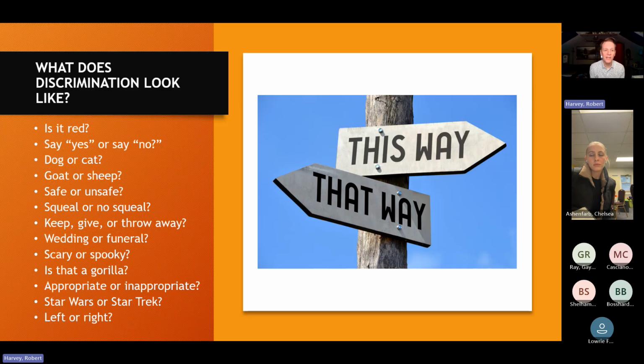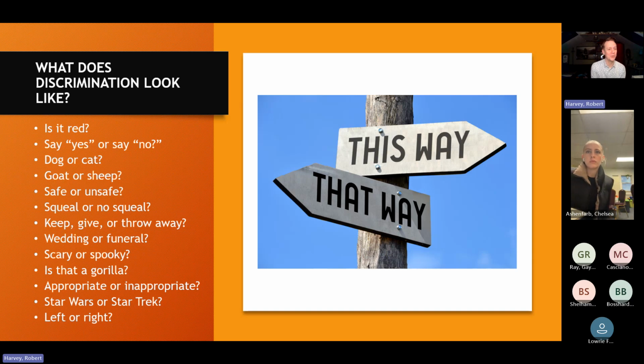Safe or unsafe, right? So it's something that will hurt me or it won't. Squeal or no squeal. Some of these are games that I play with my social skills groups, or that we play at our group services. Squeal or no squeal is: should I tell on them or should I not tell on them, right? So is it tattling or is it not tattling? Keep, give, or throw away is a fun game where you're deciding if you should keep something to yourself, either words or actions or thoughts, whether you should give it away freely to others, or whether you should throw it away because it's not valuable.